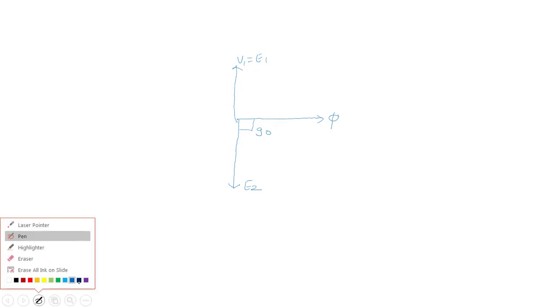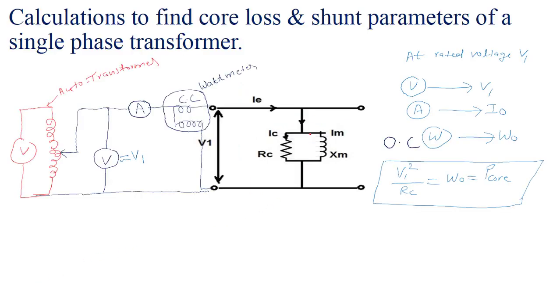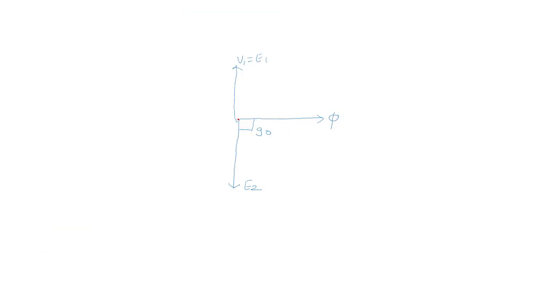Now the primary voltage will be somewhere over here, because I am neglecting R1 and X1, so V1 must be equal to E1. E1 is the induced voltage, V1 is the supply voltage. So I0 is the no load current, as we have seen over here. This is I0 coming, which is bifurcated into IM and IC. Okay, so IM must be in phase with phi. IM will be somewhere over here and IC will be somewhere over here.